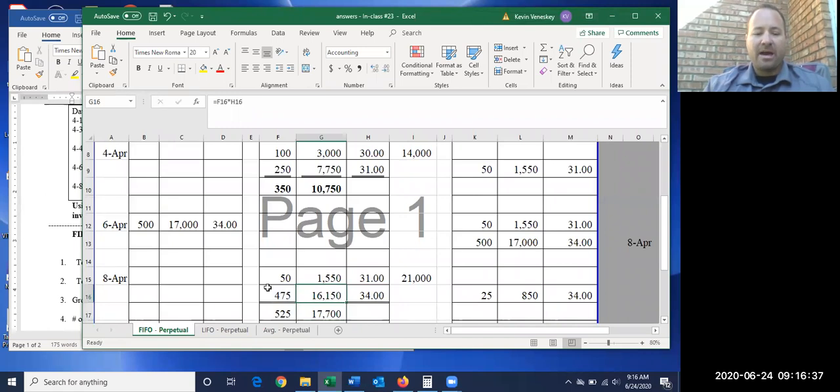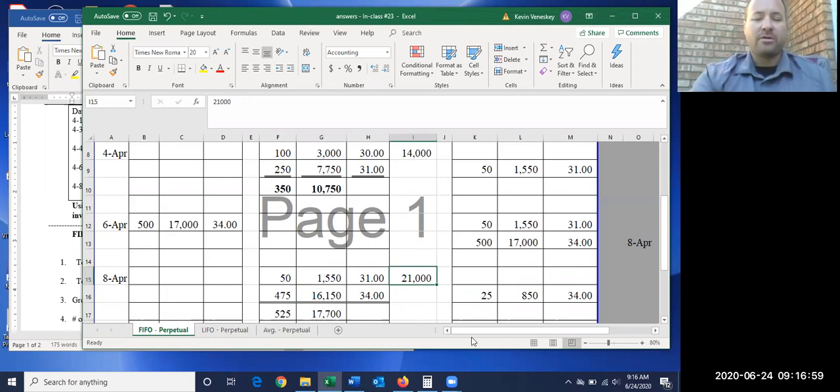I get that amount, and then I add up everything to make sure that I have calculated the right amount of sales. And yep, I have 525 here. It cost me $17,700. My sales total over here to the side reminds me what I actually sold. I sold them at sticker price for $21,000.